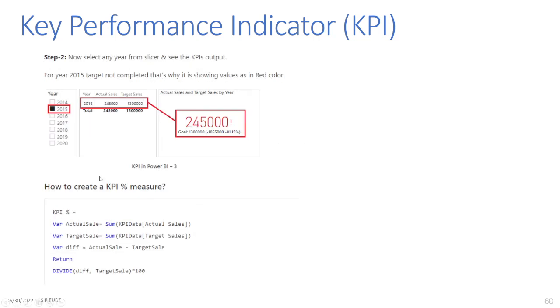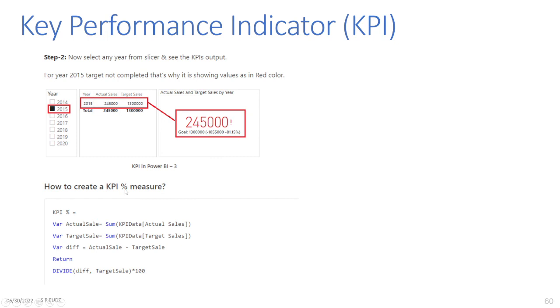Step 2, now select any year from the slicer and see the KPI output. For year 2015, the target is not completed. That's why it is showing values in red color.